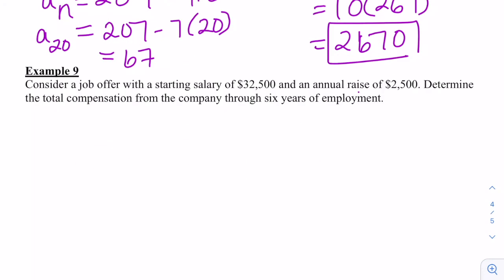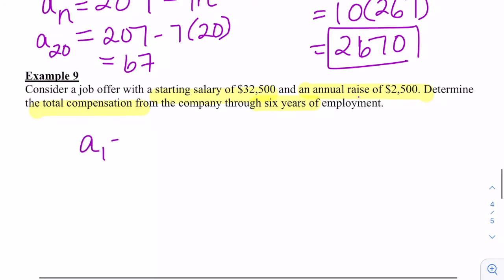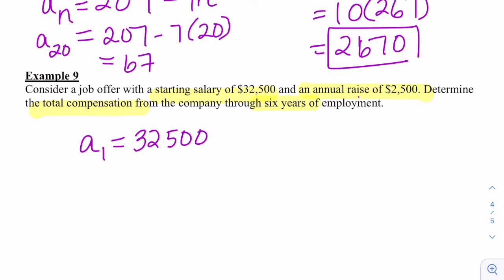For this last example, we'll consider a job offer that pays a starting salary of $32,500. And every year, you'll get an annual raise of $2,500. And you want to figure out the total compensation for 6 years of employment. So that's a summation, and we also have an arithmetic sequence. So our first number is 32,500, and our difference is 2,500.